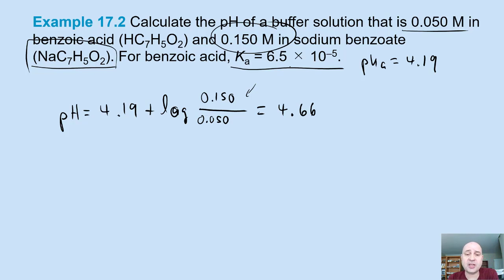Little side note here: if the ratio of base over acid is larger than 1, like here, then you get a pH increase. The base is more concentrated than the acid, so you're going to have an increase in pH. If this is the opposite, if the ratio of base over acid is smaller than 1, you have a decrease in pH, and so the pH would go down.